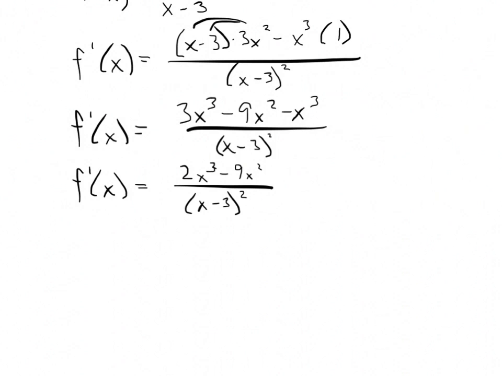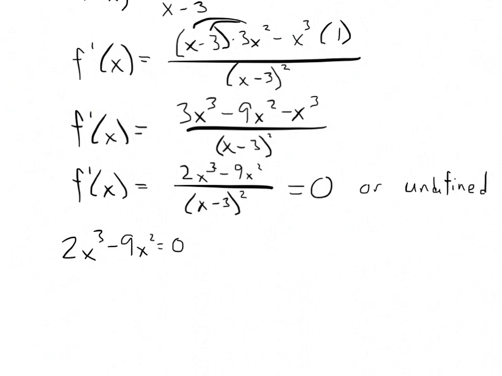And I want to know where this is 0 or undefined. And I don't know if I made a big enough deal of that at the beginning of this slide. Critical numbers happen where the derivative is 0 or undefined. So when is this thing equal to 0? This thing is equal to 0 precisely when the numerator, 2x cubed minus 9x squared, is equal to 0. Right? It's undefined when the denominator is equal to 0. So when x minus 3 squared is equal to 0. Both of these equations are going to give me critical numbers.